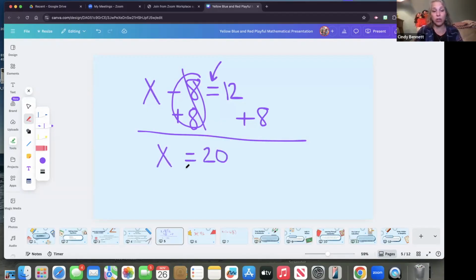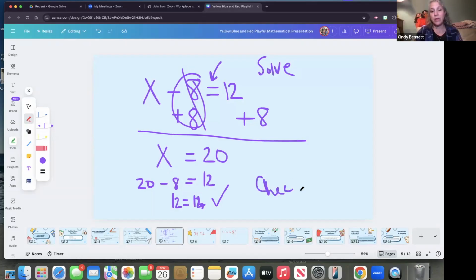Now, when you get an answer, you're going to plug that back into the original equation. We say plug that back in, or we can also say substitute. So we're going to change the x to a 20. We're going to substitute 20 for x. So 20 minus 8 equals 12. 12 equals 12, so I know I got the right answer. So that is check. So this is solve for x. This is check. All right, so that's an easy one.